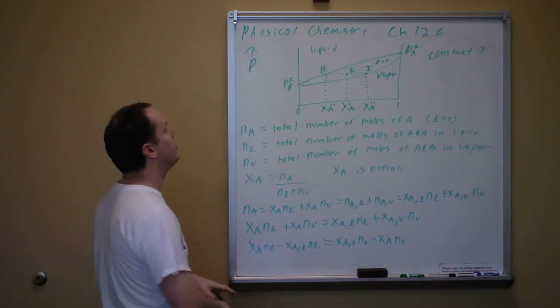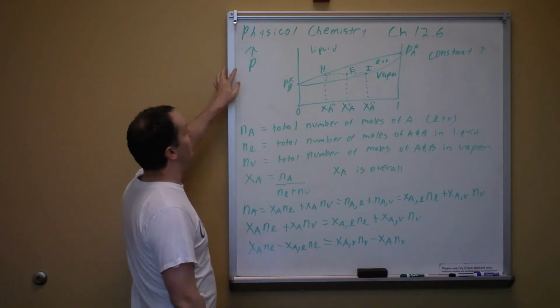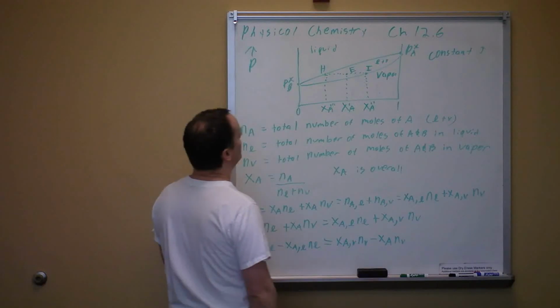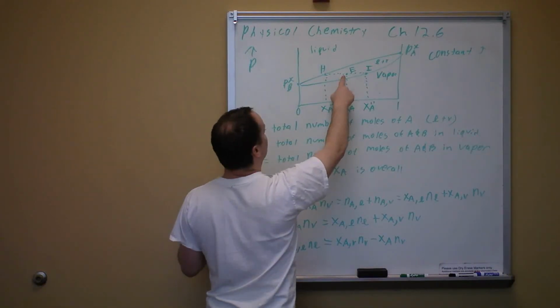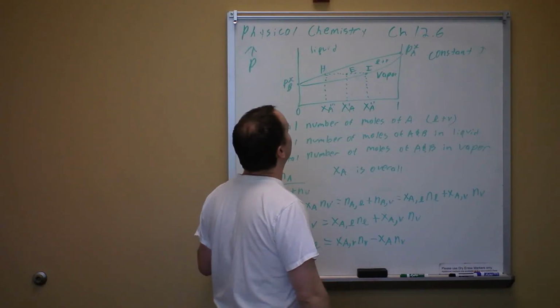Continuing on physical chemistry, chapter 12, section 6. We're talking about liquid vapor equilibrium still. So here's the same graph we've been using before. We've got pressure against mole fraction of A. Our point of interest here is E. We're somewhere in the liquid vapor region, and we want to know what the mole fraction is.